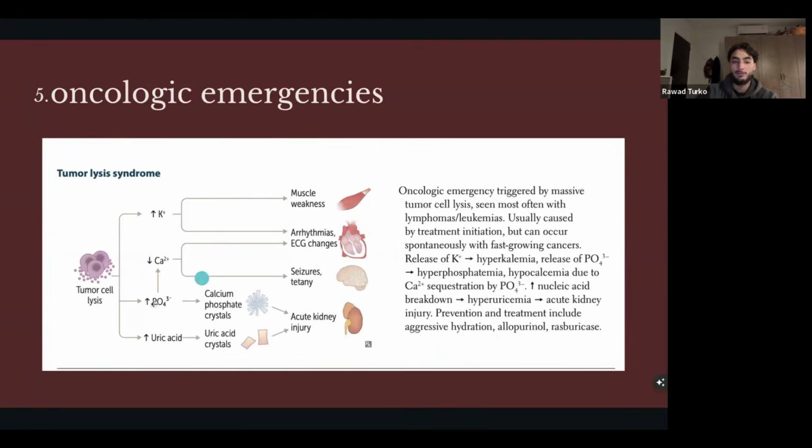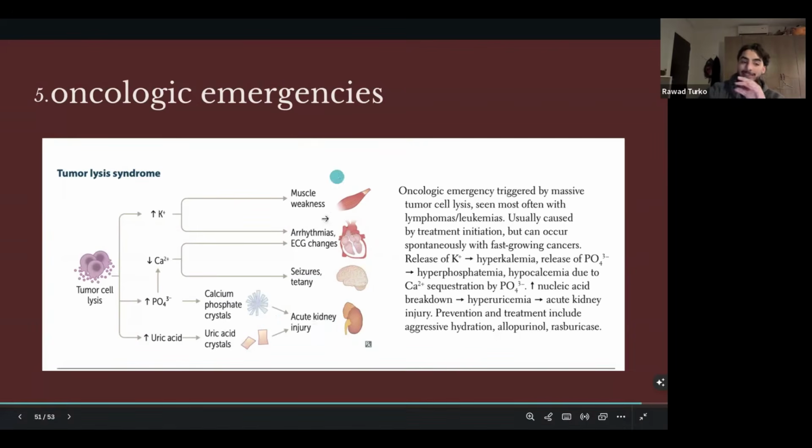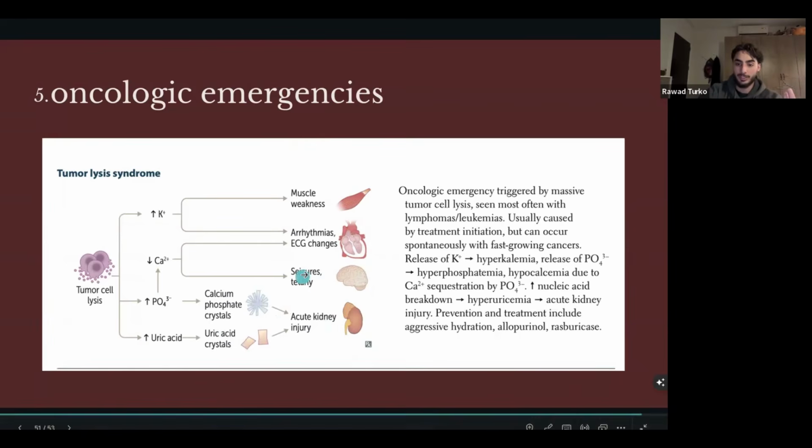ECG changes. Okay, the phosphate is going to cause the calcium phosphate crystals, and the uric acid is going to cause the uric acid crystals. Both of them are going to cause acute kidney injury. So these are the main symptoms and complications of tumor lysis syndrome.